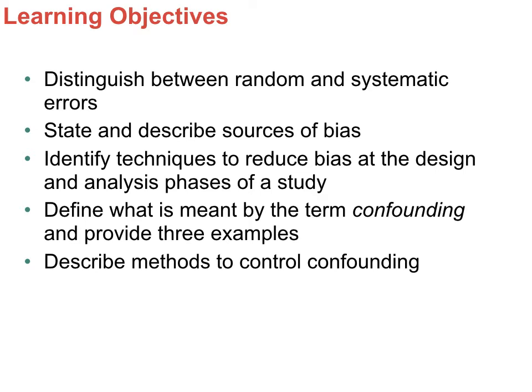So the learning objectives for data interpretation issues that we're going to go through today: we're going to differentiate random versus systematic errors, go over what that means, state and describe sources of bias and different types of biases, identify techniques to reduce bias, define what's meant by the term confounding, and I'm going to provide a few examples, and then I'm going to describe methods to control confounding.